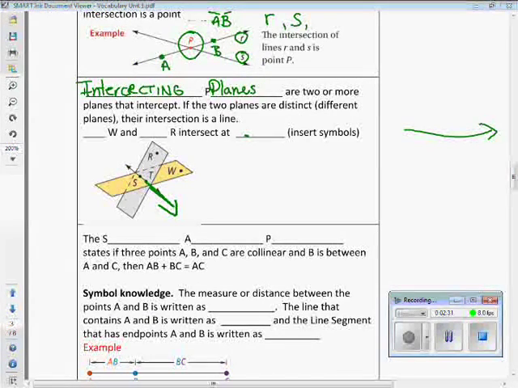Intersecting planes, that's basically two planes that meet. When two planes, like here we have an orange and a blue, when they meet, they always meet in a line. So in this case, ST is the line of intersection for plane R and plane W. So let's go ahead and put that in here. Here's the symbol for a plane, a square that's kind of leaning over. So plane W and plane R intersect at line ST.